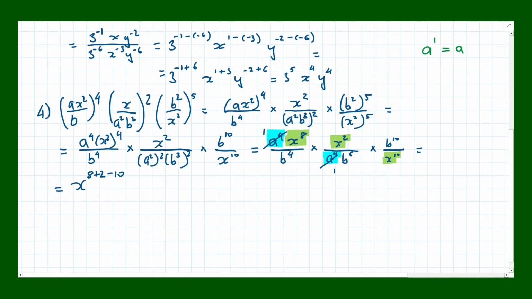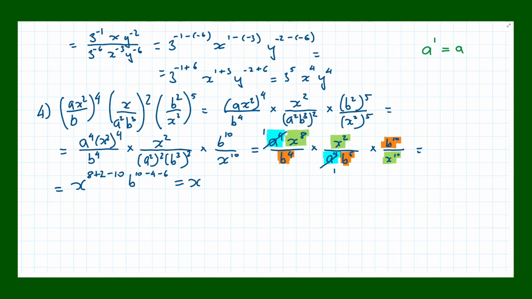Then finally moving on to b. So b to the 4th is down here, b to the 6th is down here, and there is a b to the 10 up here. So the power of b will be 10 minus 4 minus 6, because the 4 is down and the 6 is down.